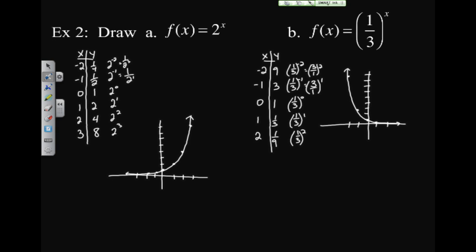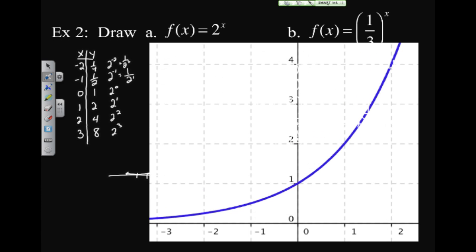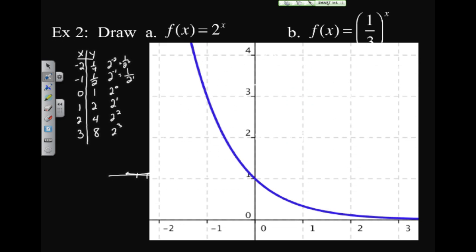Now the thing to understand here is when that base is bigger than 1, anytime b is greater than 1, it's going to look something like this graph. It's going to be increasing as it goes from left to right. But when the base is between 0 and 1, you're multiplying by a fraction over and over again. It's going to make that function decrease as you go to the right. There's a little nicer picture of f of x equals 2 to the x, and then a little nicer picture of 1/3 to the x power.